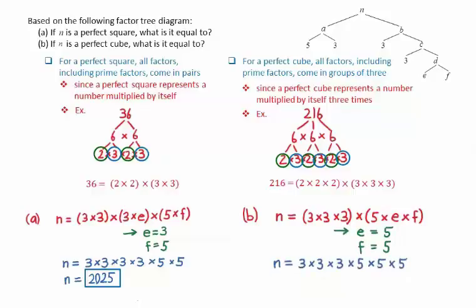We can then multiply all of the prime factors, 3 times 3 times 3 times 5 times 5 times 5. This gives a result of n equals 3,375.